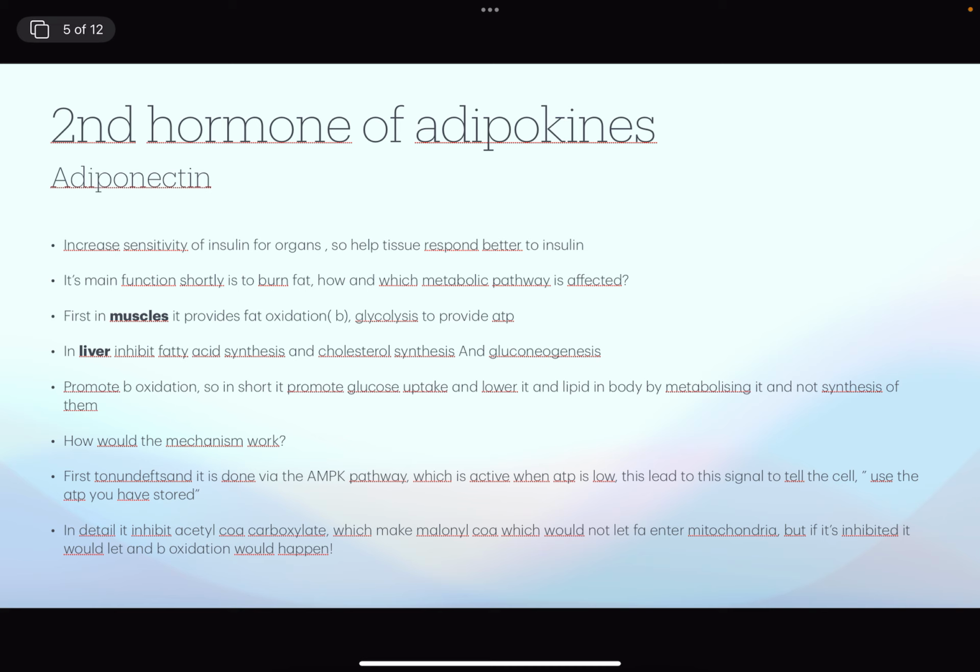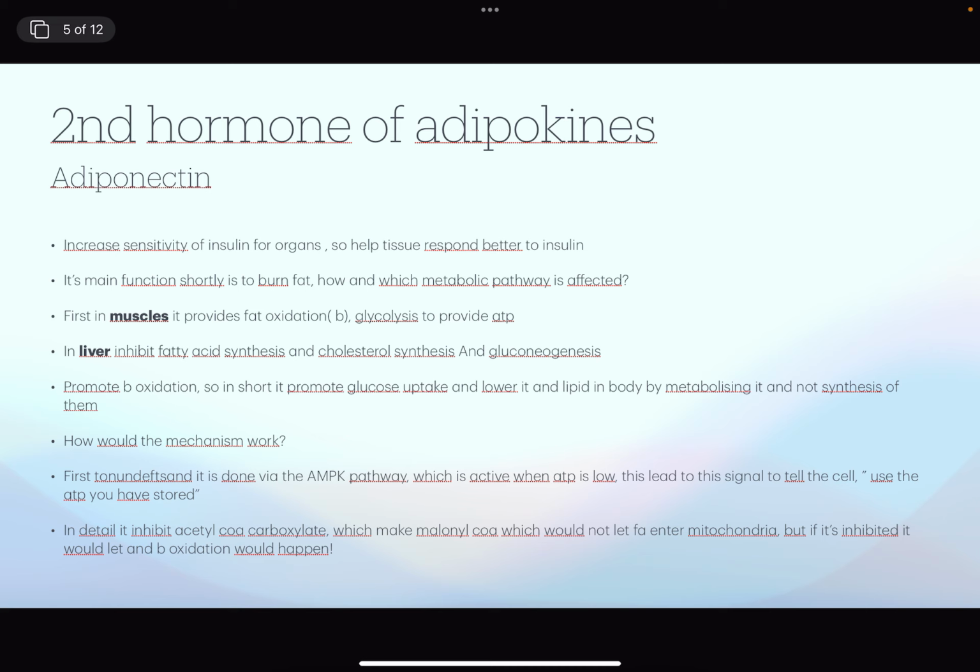And how would this mechanism work? What would tell the adiponectin to be secreted and do its effect on beta oxidation, glycolysis, and the inhibition of cholesterol synthesis and fatty acid synthesis? Basically, it is done via the AMPK pathway, which is active when ATP is low. So AMPK is like a signaling molecule. It signals to the cell to use the ATP which it has stored.